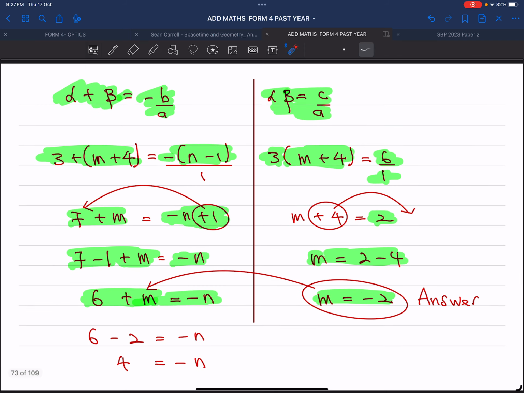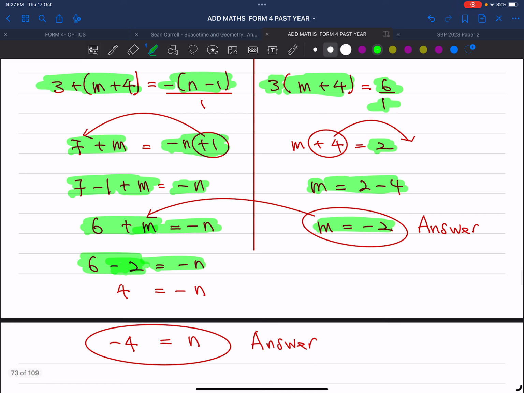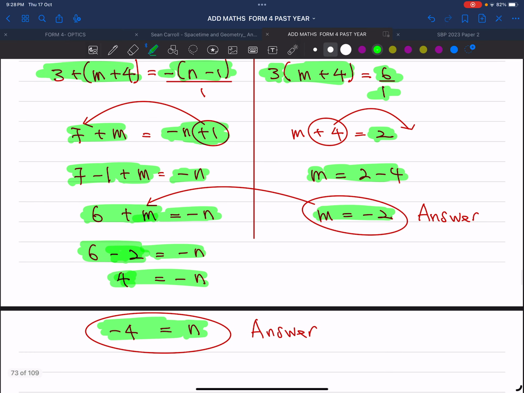Now we can go back to our original first working. This m, I'm going to replace with negative 2. So 6 minus 2 is negative n, therefore 4 equals negative n. Multiply both sides by negative, I get positive n equals negative 4. So that is our answer. We got our two answers here and here.